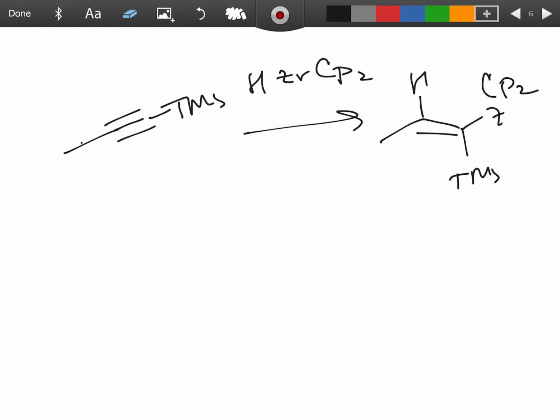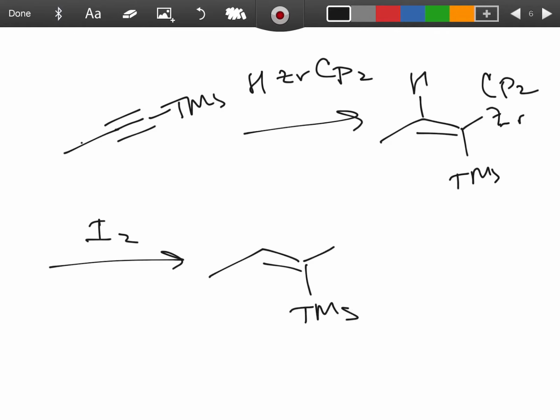So this is just like a hydroboration, where it's a syn addition, right? The hydrogen and the boron stay stuck to each other, so they get added to the same side. Here, the hydrogen and zirconium are stuck to each other, so they get added to the same side. So you know the double bond geometry that you're going to get based on the mechanism of the reaction. And then once you have this, you add iodide to it, and that zirconium is just removed to become an iodide. So that's all that does.